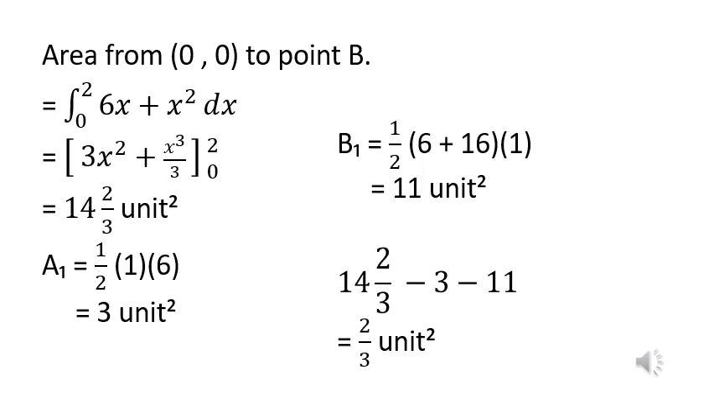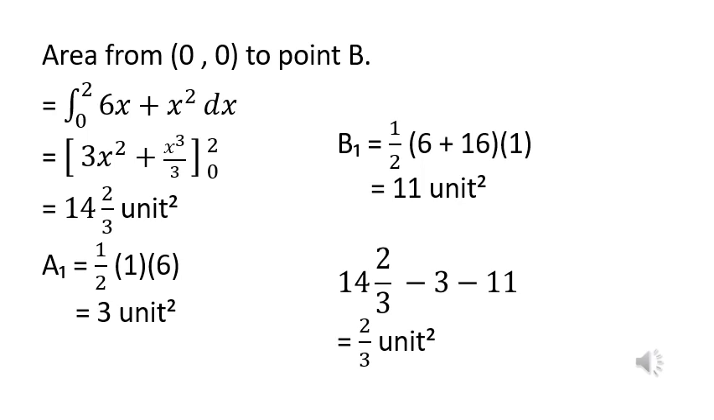So we need to use integration. Integrate the equation of the curve. So integrate 6x plus x squared, and the limits are 0 to 2, because the big area is from 0 to 2. So we need to put the limits 0 and 2. So we get the big area is 14 2/3.